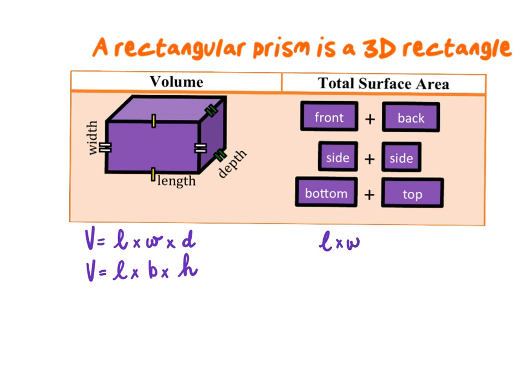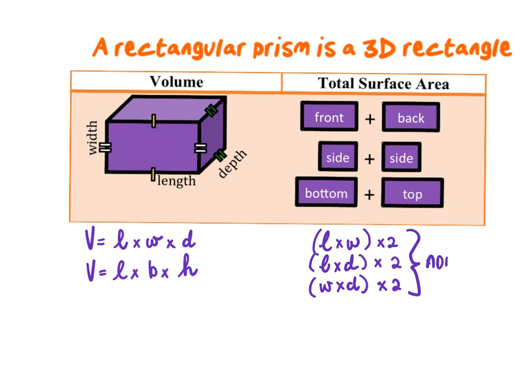Length times width, length times depth, and width times depth. So what I'm basically doing, I'm multiplying each of the 3 dimensions with each of the other ones. And in each case, there are 2 of them. So length times width, there's 2 of those rectangles. Length times depth, there's 2 of those rectangles. And width times depth, there's 2 of those rectangles. Added all together will give you the TSA. But don't worry, we will do a nice worked example of this right now.